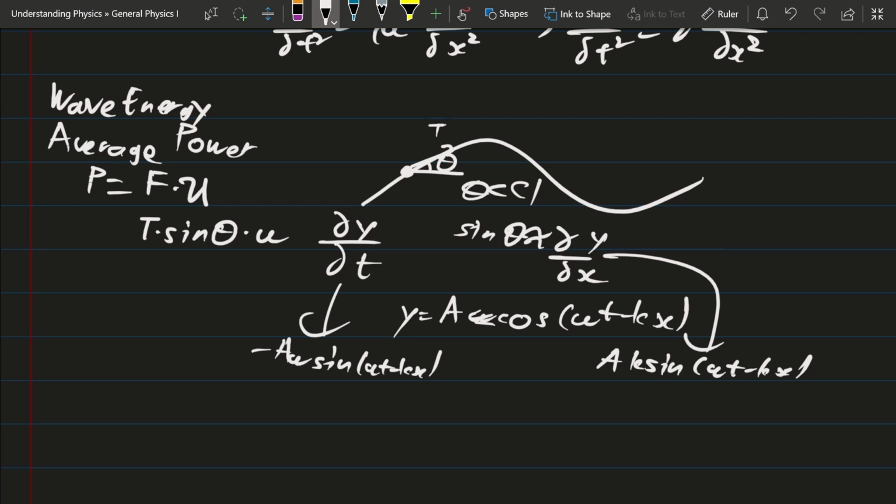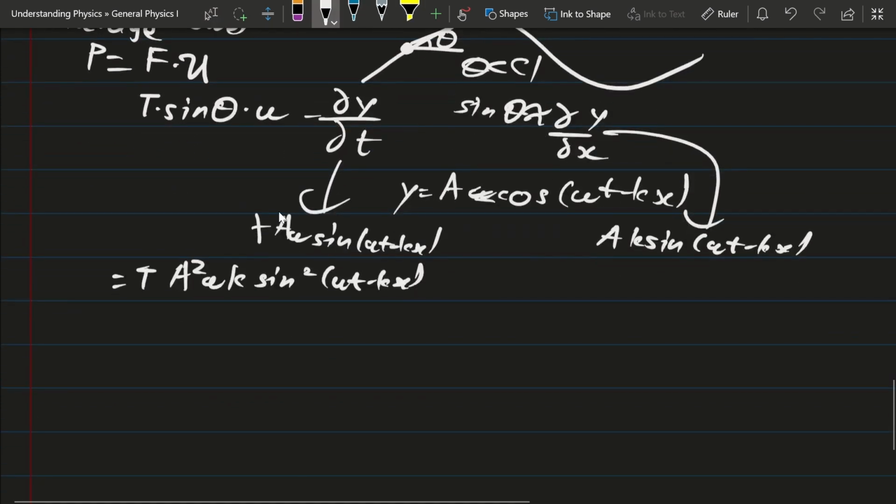So you can see here that if you combine those two together, this would have a negative sign because of certain rules. But anyway, I am hoping for the power to be positive. So this will be T A squared omega. Oh, sorry. Wait. Yeah, it's correct. It's T A squared omega k sine squared omega t minus kx.